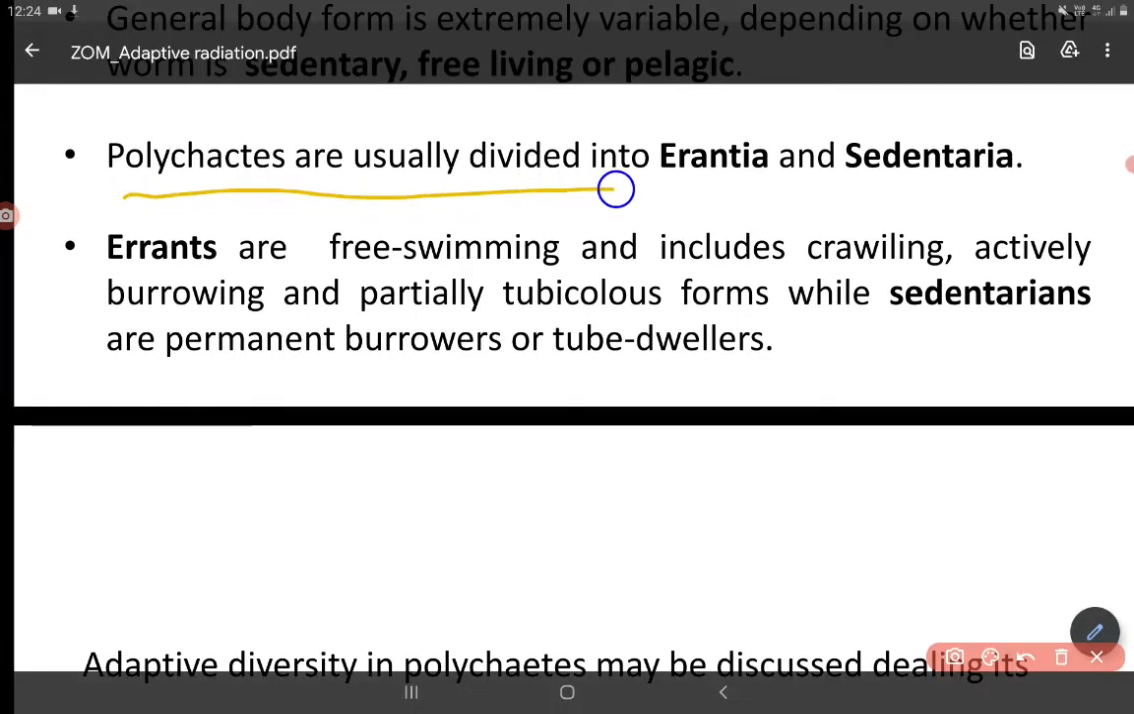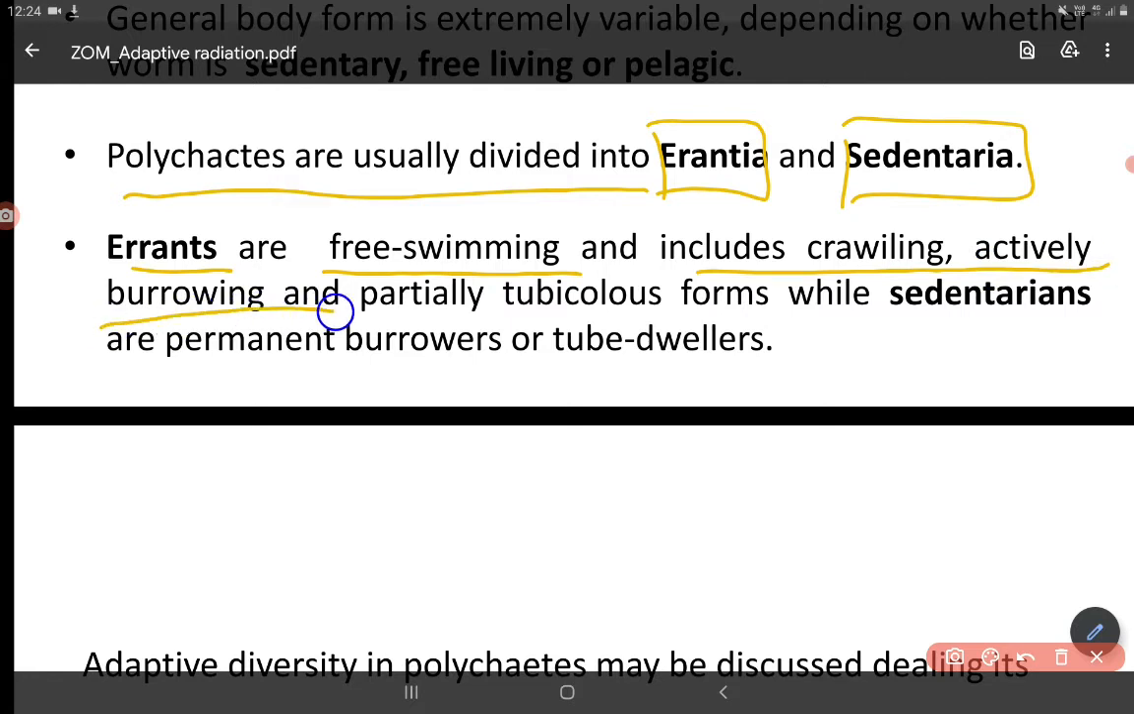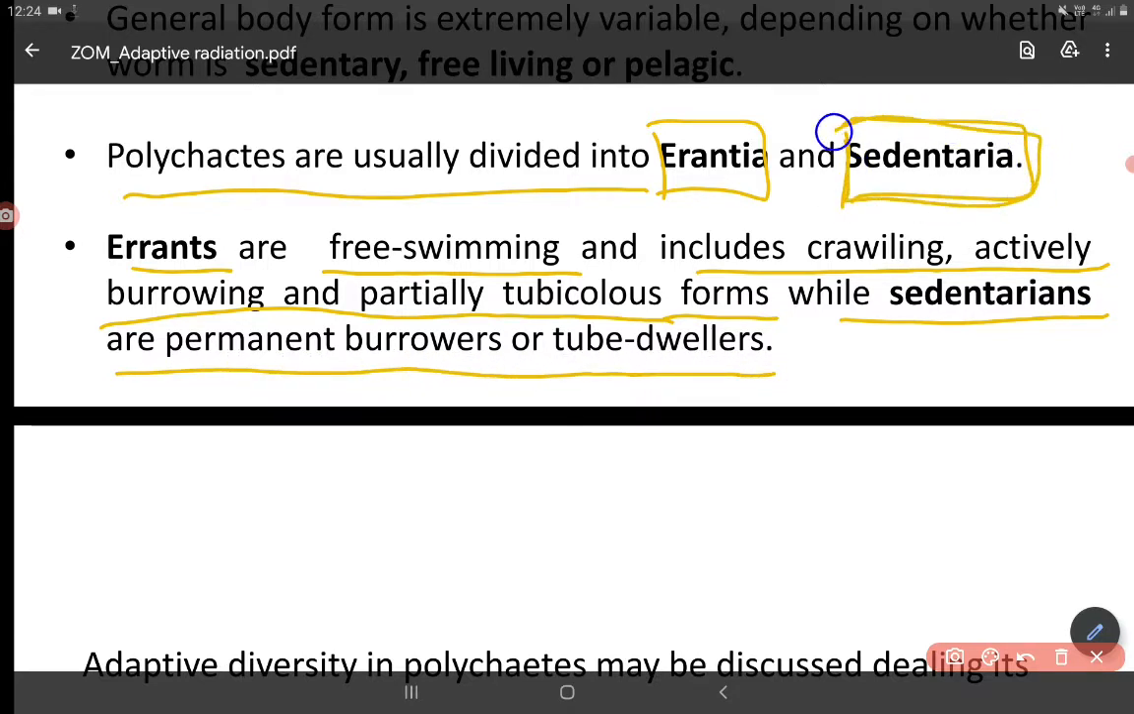So polychaetes are usually divided into errantia and sedentaria. Errants are free swimming, including crawling, actively burrowing and partially tubicolous forms, while sedentarians are permanently burrowers or tube dwellers. As the name sedentaria tells us, they are sedentary. That is, they live in burrows, right? So they live in the bottom of the sea in burrows. So sedentarians are permanent burrowers. They don't move really, they just burrow themselves in the sand at the bottom of the sea, or they are tube dwellers that live in their own secreted tubes.